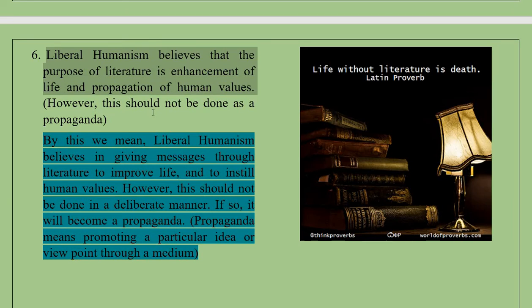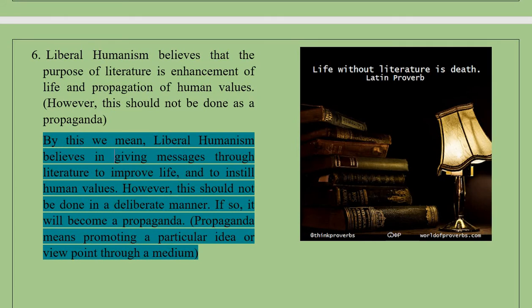So, however, this should not be done as a propaganda. What is the meaning of this last statement?